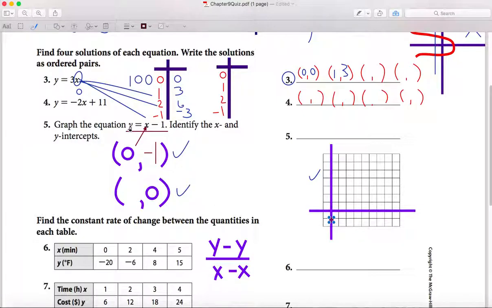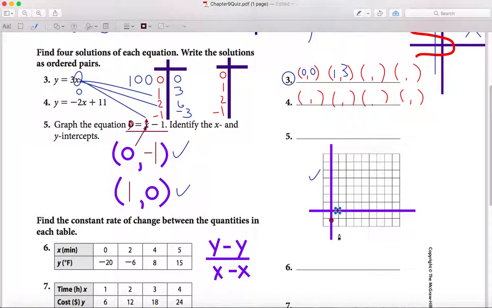When y is 0, if I put 0 in for y, I get 0 equals x minus 1. Well, what minus 1 equals 0? Well, that happens to be 1. 1 minus 1 is 0. And so when y is 0, my x value is 1. So my x-intercept is at (1, 0), right there.